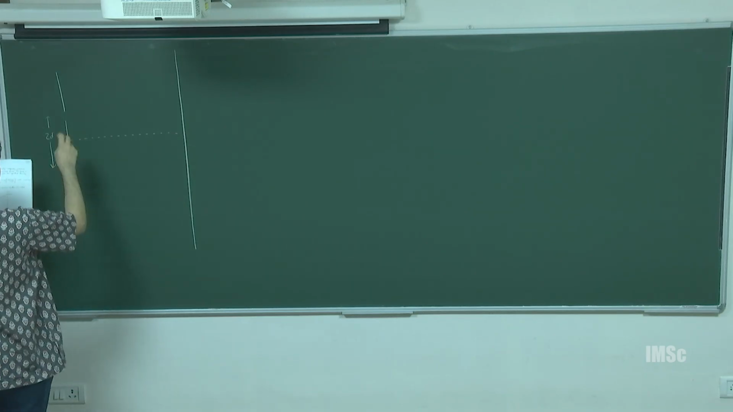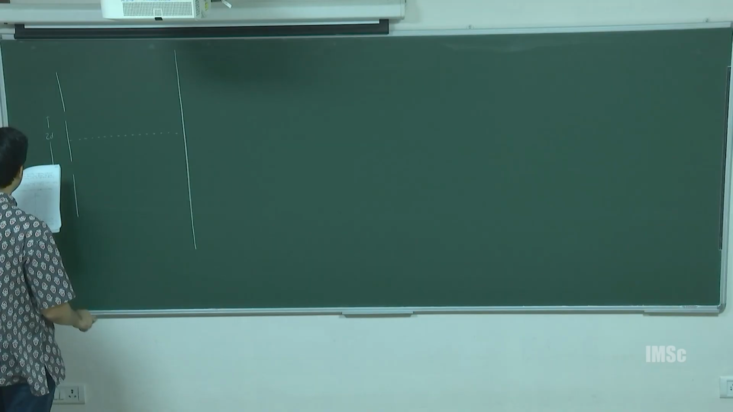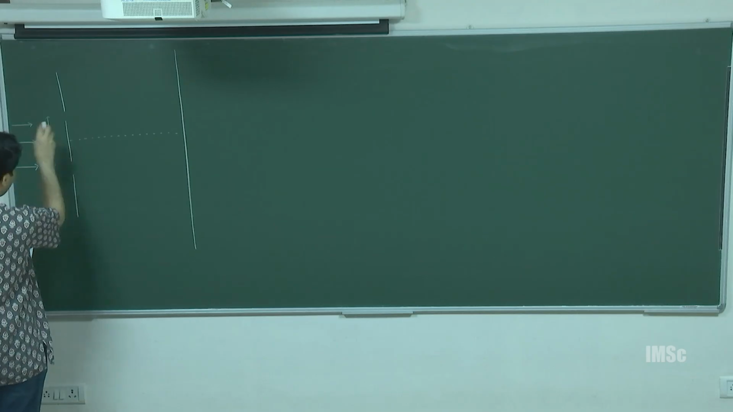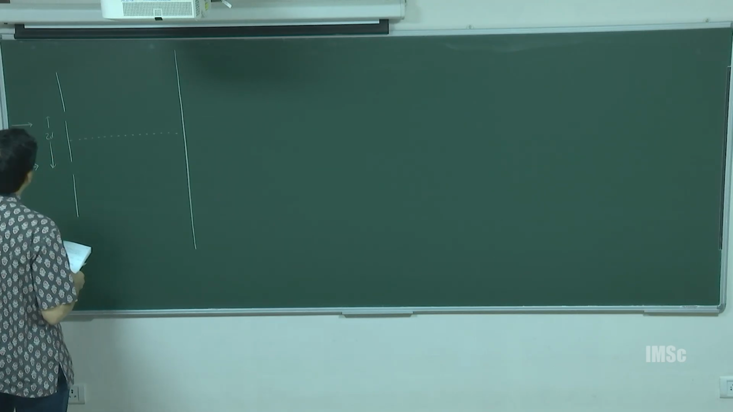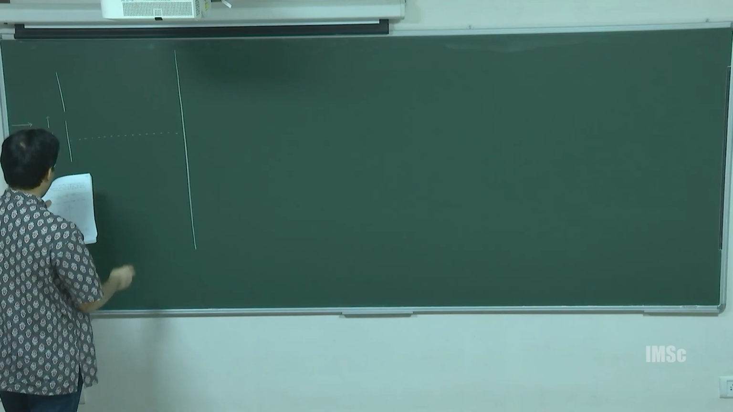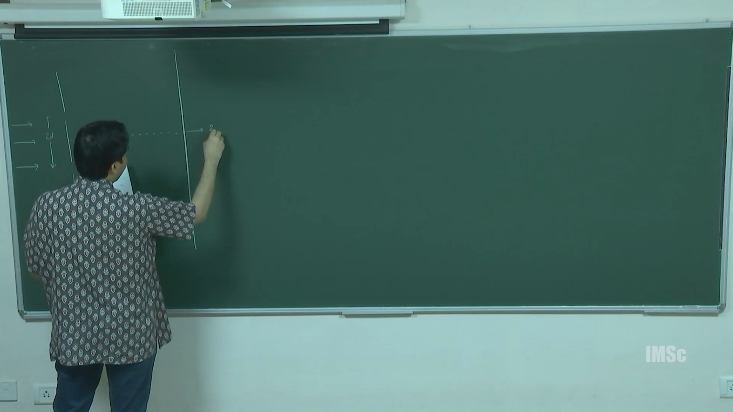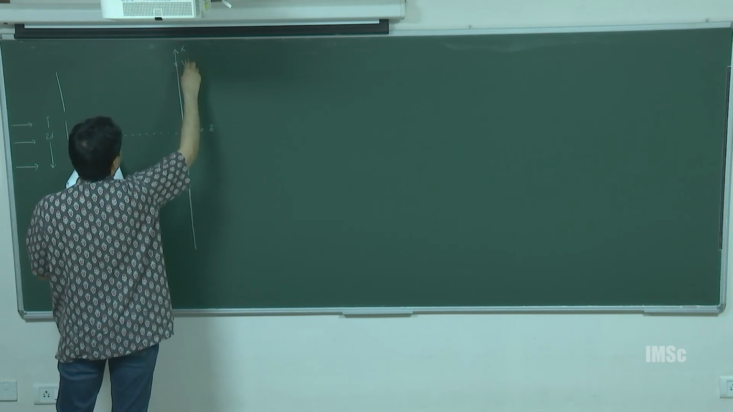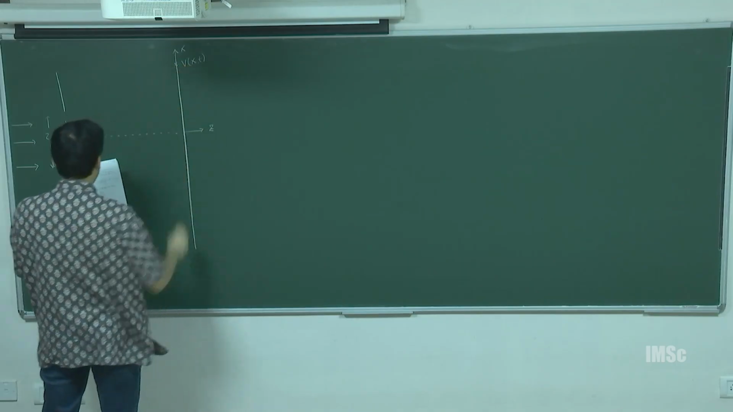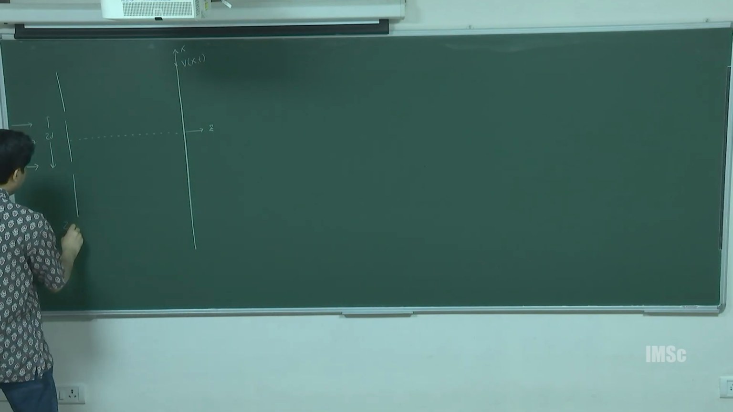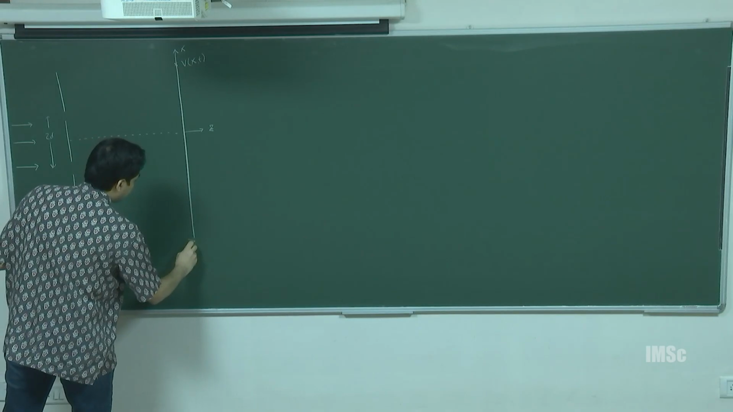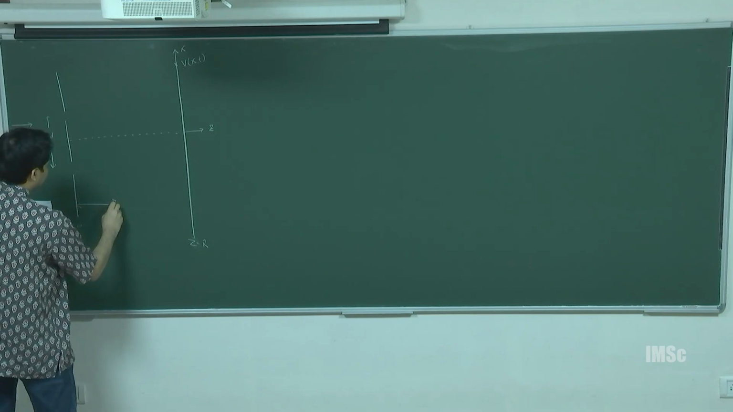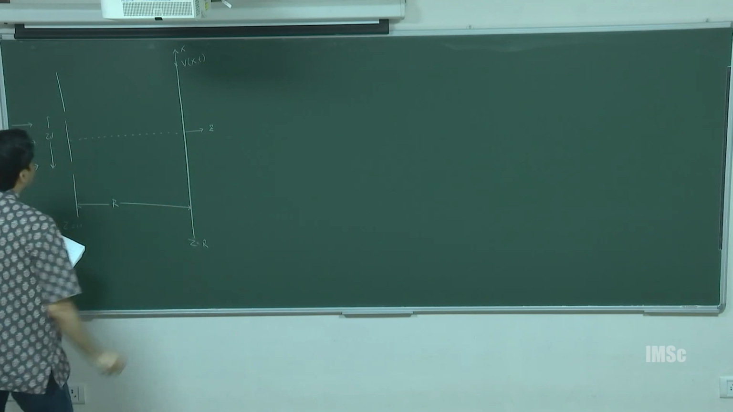The separation between the slits is 2D, and the field from the source passes through the two slits. Now this is the z-axis, and let us say we want to measure the field at this point. So this is z equals 0, and this is z equals r. So the screen is at a distance r from the slits.